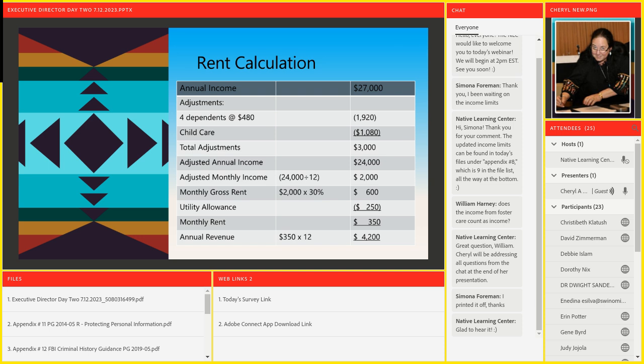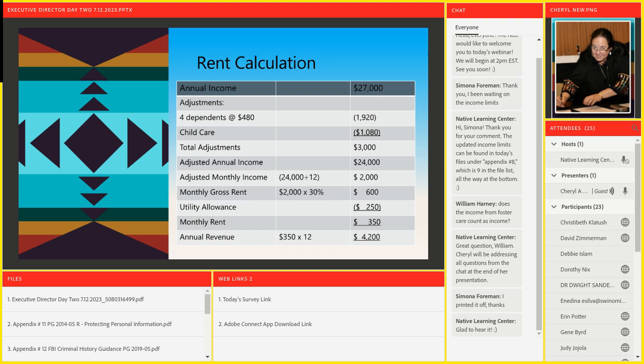So the annual income of this model family is $27,000. They have 4 dependents. You're going to give them a $480 deduction each, for $1,920. They have childcare at $1,080. Their total adjustments are $3,000, knocking that annual adjusted income down to $24,000. Divide that by the 12 months in a year, $2,000 a month, okay? Their monthly gross rent, $2,000 times 30%, is $600, the max you can charge them. In this case, we have a utility allowance of $250. Now their rent is $350.